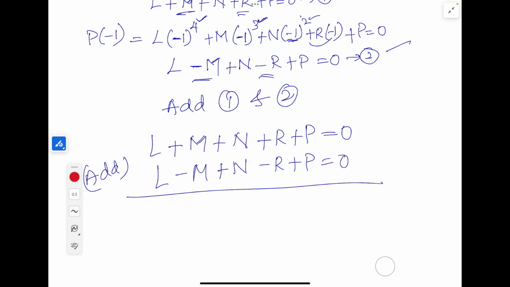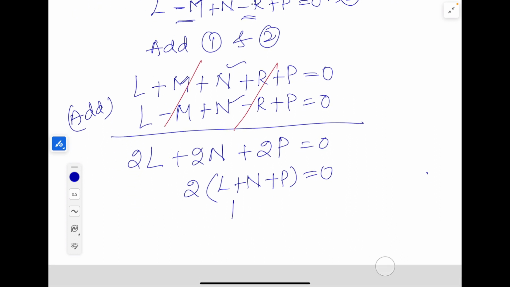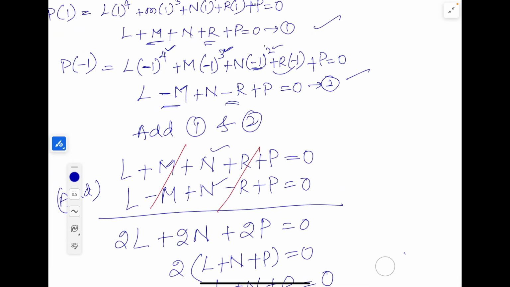Now the signs are opposite, so plus m and minus m will get cancelled, plus r and minus r will get cancelled. So what are we left with? We are left with L plus L is 2L, n plus n is 2n, p plus p is 2p, is equal to 0. Now take 2 common, what will we get? L plus n plus p is equal to 0. Can I write it as L plus n plus p is equal to 0 by 2? So we will get 0. So the first one is done.